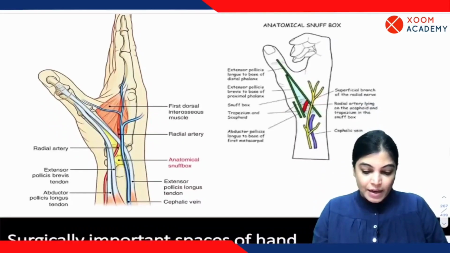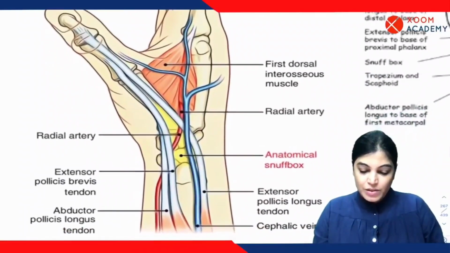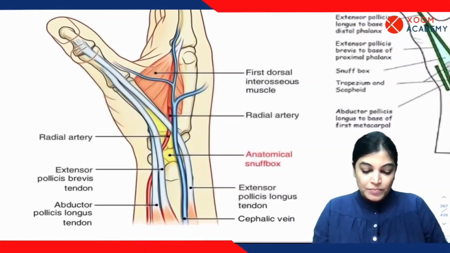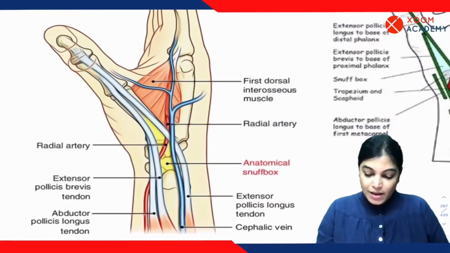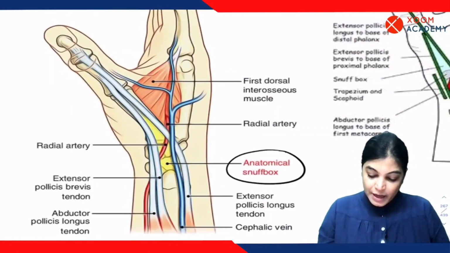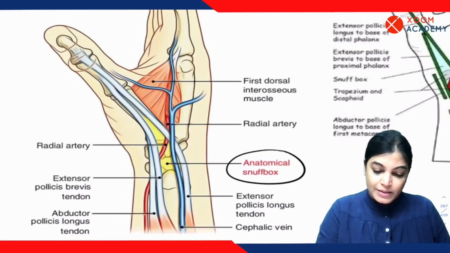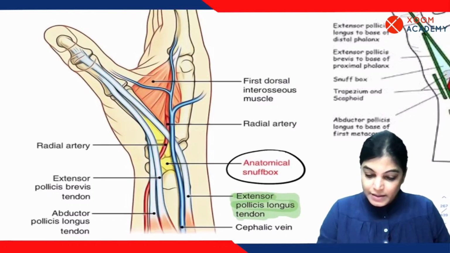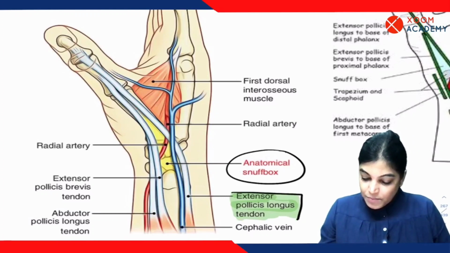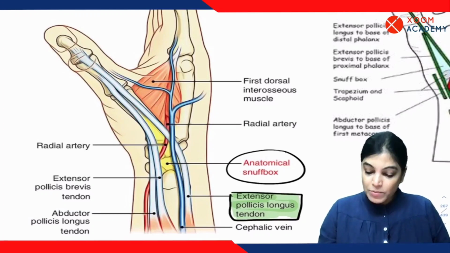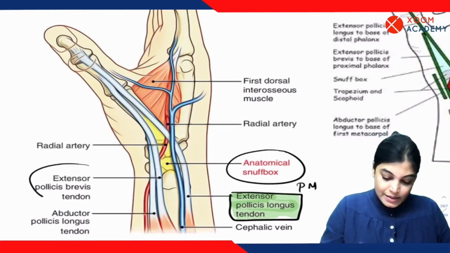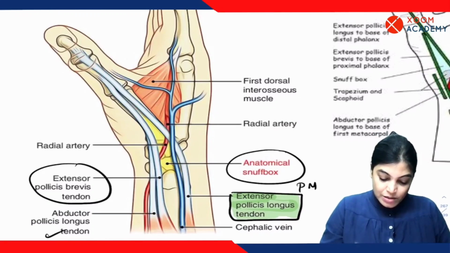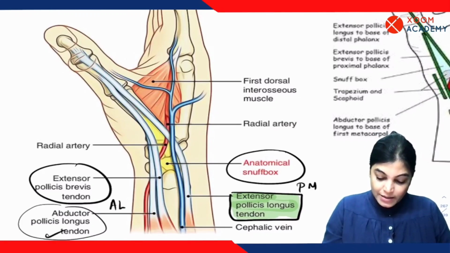So see this diagram. Let me just enlarge this diagram. Firstly, just concentrate on this diagram. Here you can see the anatomical snuff box is a triangular depressed area which is bounded between the tendons. You can clearly see it is bounded between the tendons of extensor pollicis longus muscle, and the extensor pollicis longus tendon is forming the posteromedial boundary. Extensor pollicis brevis and abductor pollicis longus are forming the anterolateral boundary.